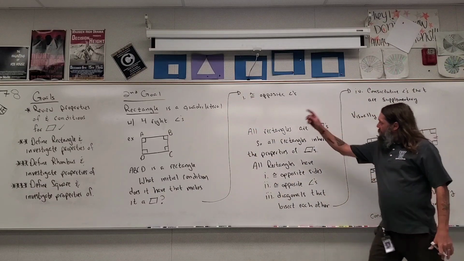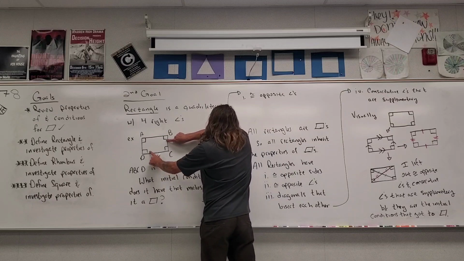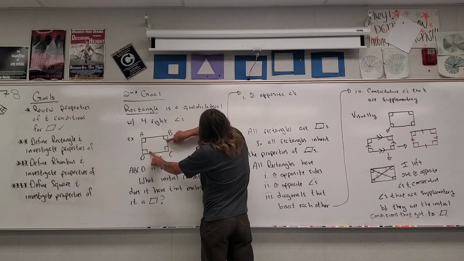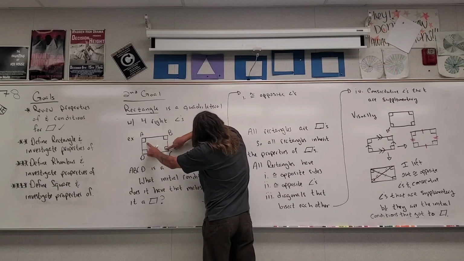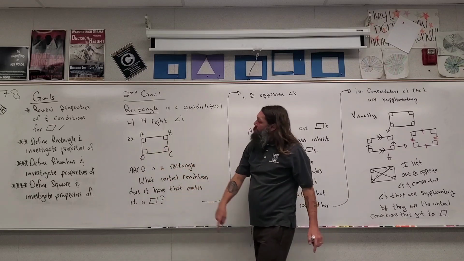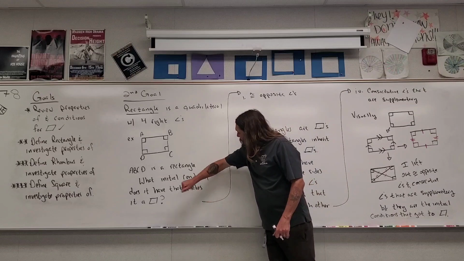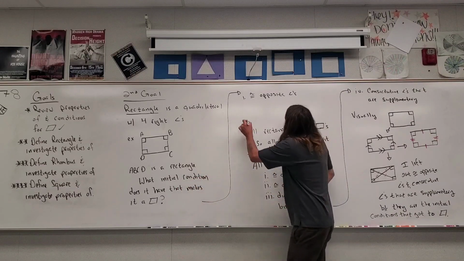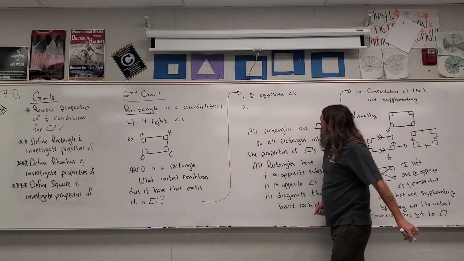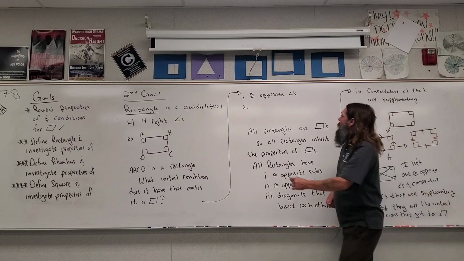The second, well, actually, let me show you. These angles are congruent and they're opposite because they're both 90 degrees. These angles are congruent and opposite because they're both 90 degrees. The second initial condition that makes a rectangle a parallelogram is going to be that consecutive angles are supplementary.